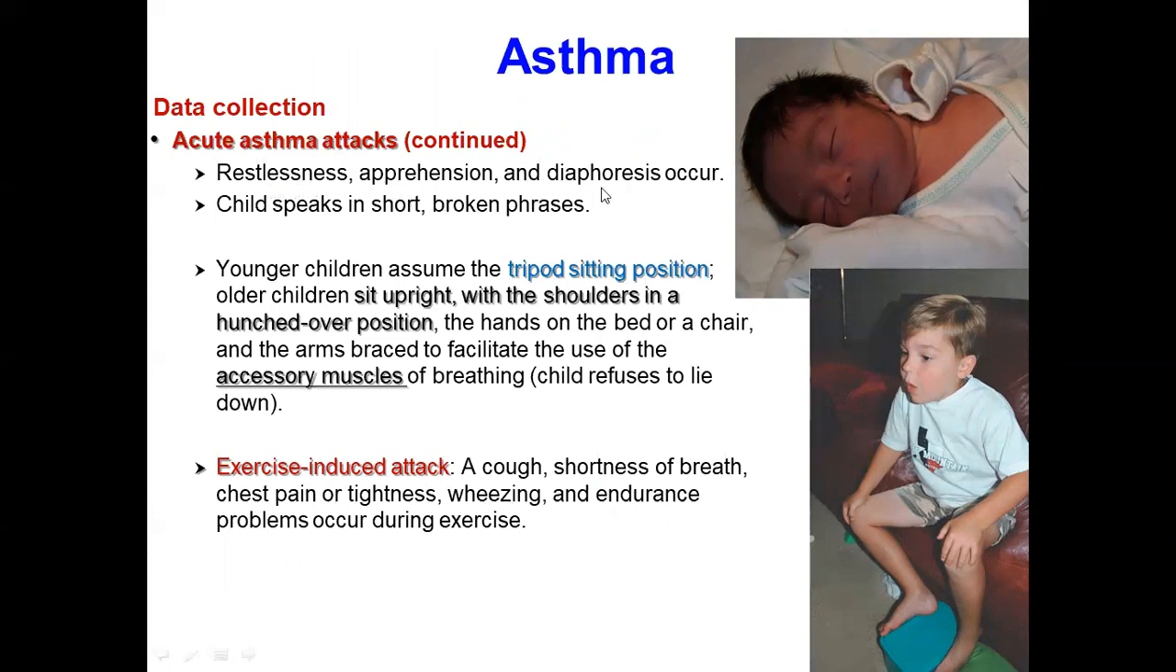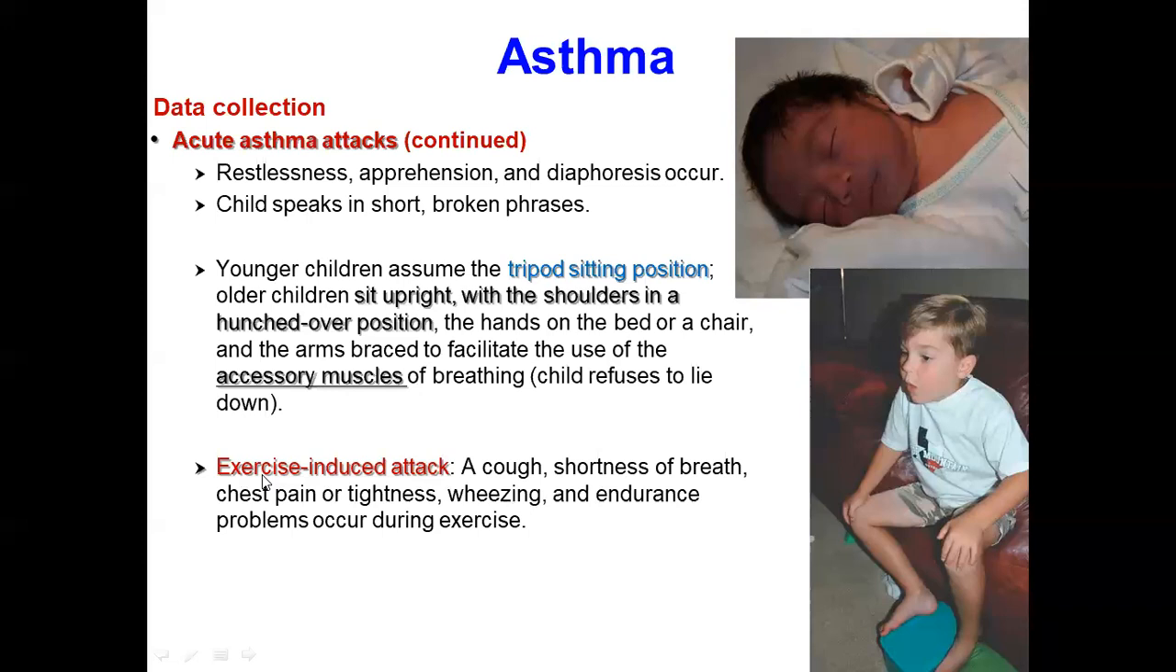restlessness and diaphoresis occur, and the child speaks in short, broken phrases. Younger children assume the tripod sitting position like this because they're struggling for oxygen. But an older child sits upright with the shoulders hunched over. Accessory muscles participate in breathing.